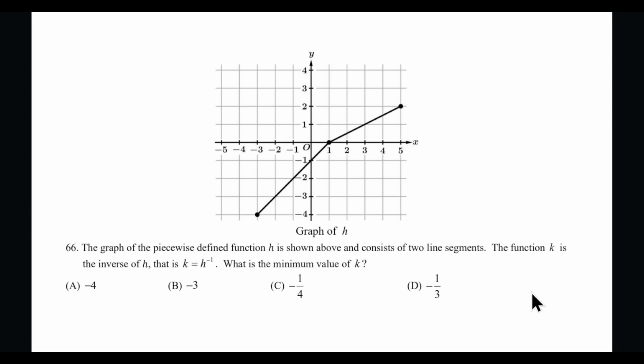The function k is the inverse of h. What is the minimum value of k? If you're looking for the minimum value of k, you're looking for the minimum y value of k. So the minimum y value of k, or of h inverse, is basically the minimum x value of h, because they are inverses of each other. So what is the minimum x value of h? Negative 3, clearly. So our answer is negative 3. I hope you are able to understand the logic. It's just about reversal, swapping the domain and range, and that's the only trick over here.